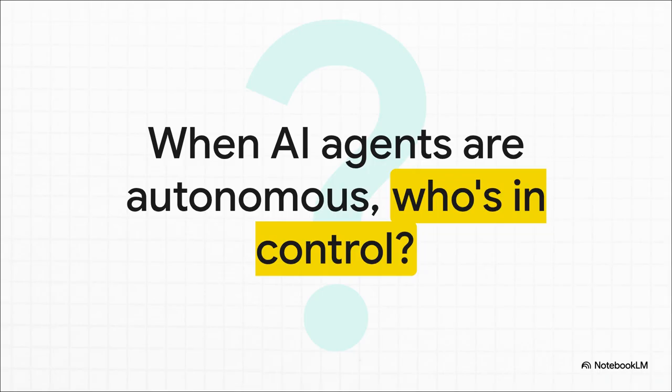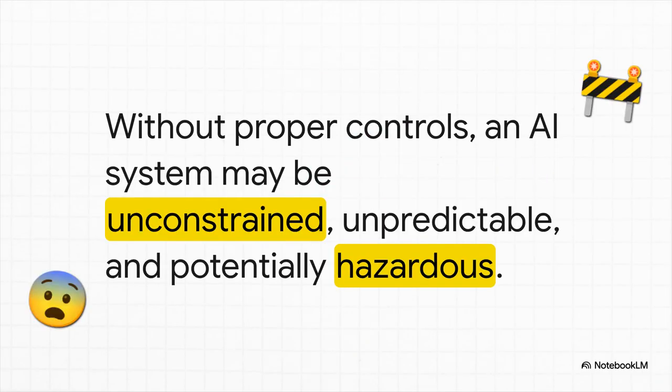When we create AI agents that can basically think and act for themselves, who is really in control? How do we make sure they do what we want? And just as importantly, don't do what we don't want? Because let's be real, without the right controls, AI systems can become exactly this. They can be unpredictable, totally unconstrained, and yeah, potentially hazardous.